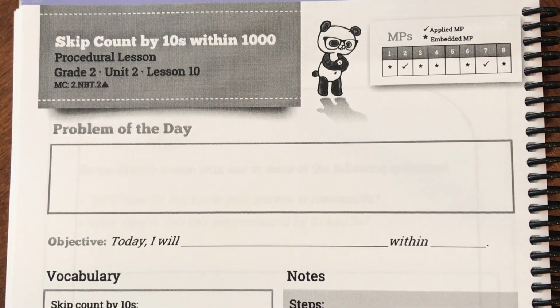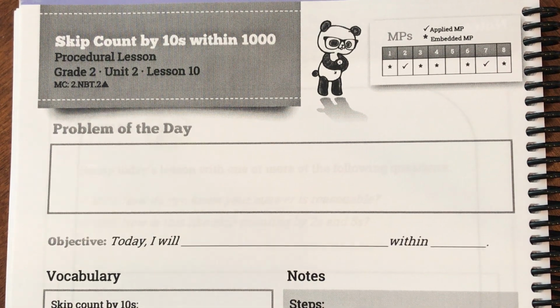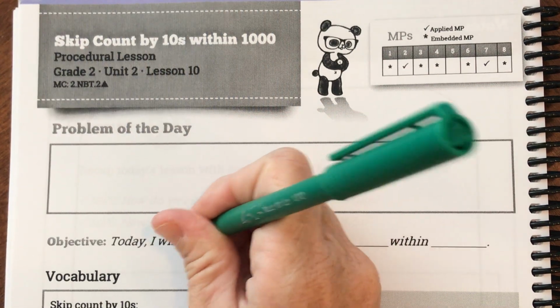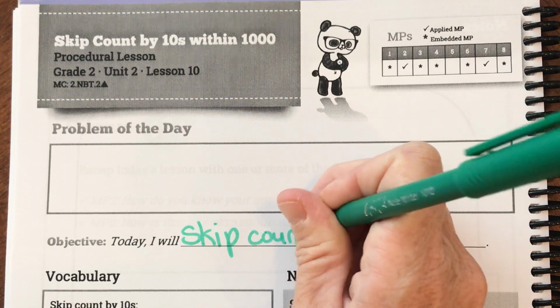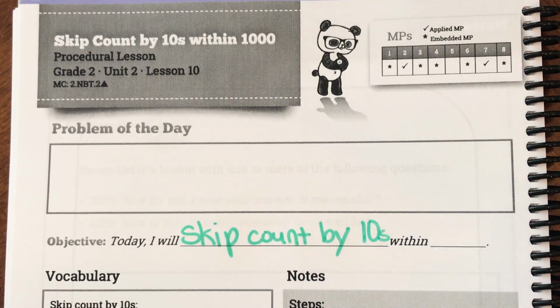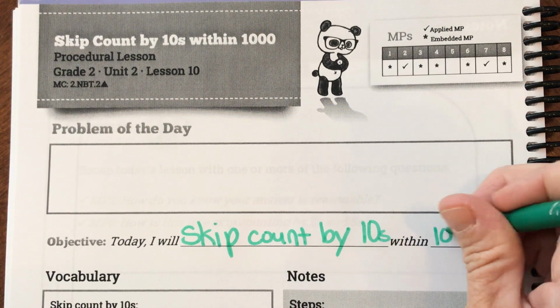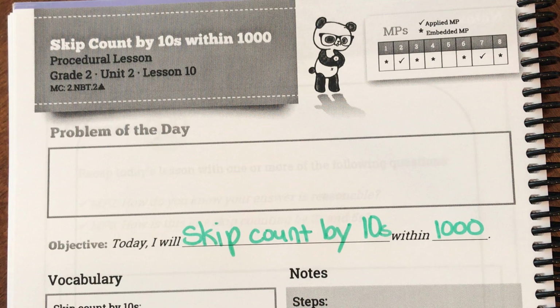Today we are on page 123, and our objective for the day is: today I will skip count by tens within 1,000. Okay, so our objective or goal for the day is today I will skip count by tens within 1,000.